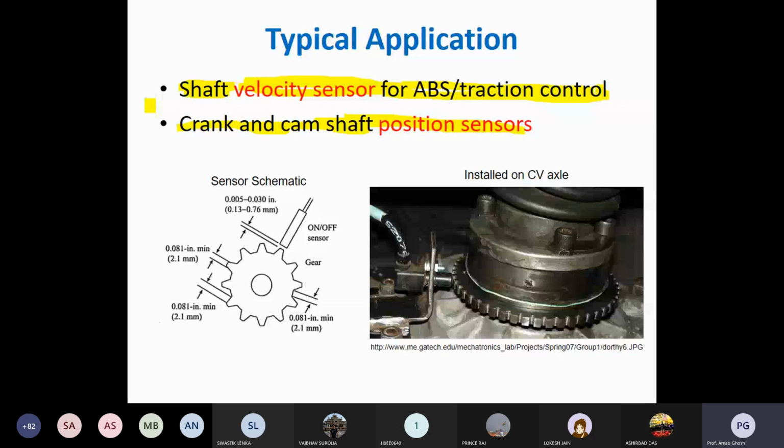The sensor schematic is there. You can see the sensor schematic and the CV axle installed. The reluctance variable shaft is there, with different groovings, and it is your on-off sensor. The gear is there, and that difference will also be there, and this is the shaft position.